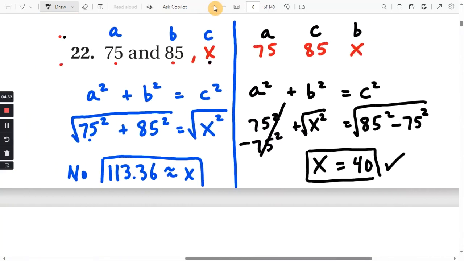All right, the first time it didn't work because we got a decimal. So if it had worked the first time, we wouldn't need to do the second step. All right, so either assume the longer one that's given is B, or assume the longer one that's given is C. All right, and try it both ways.